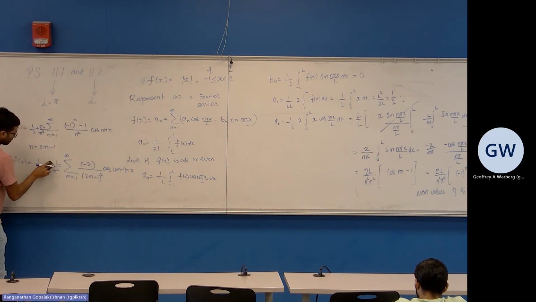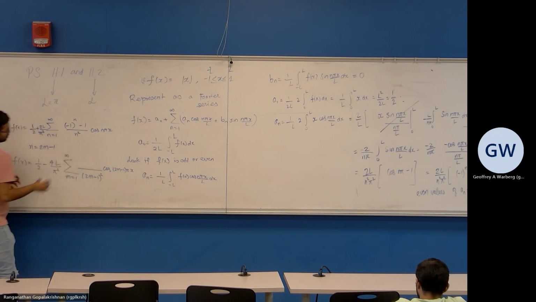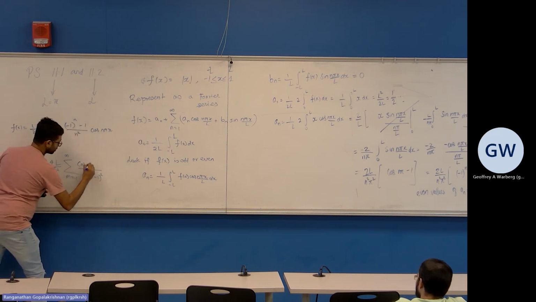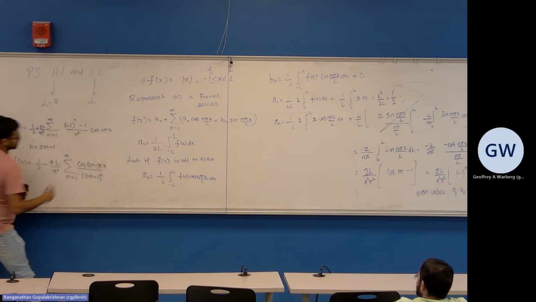So I can rewrite this as minus 4L over pi squared, cos (2m minus 1) times pi x.